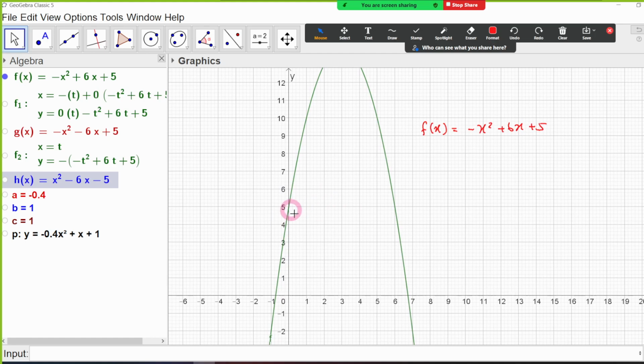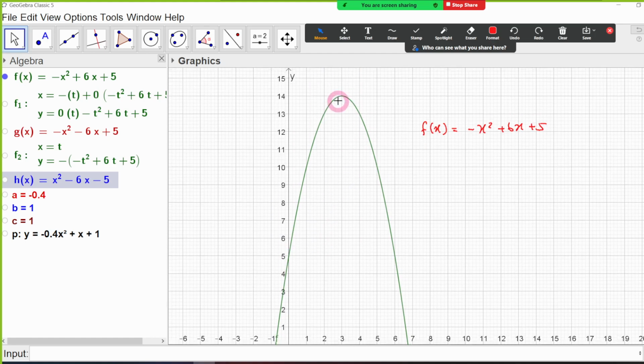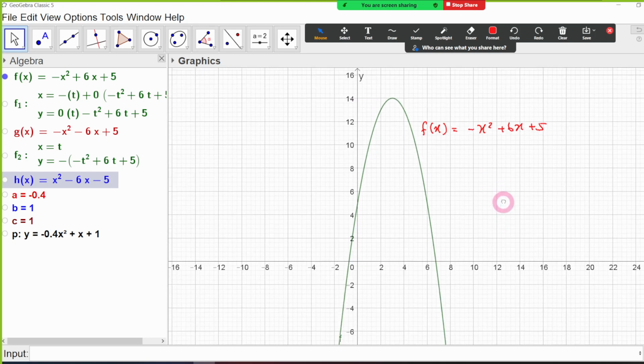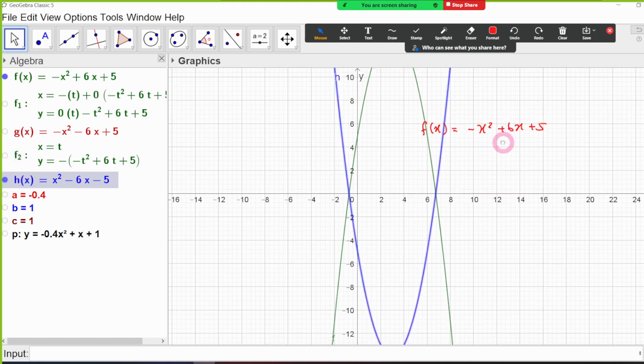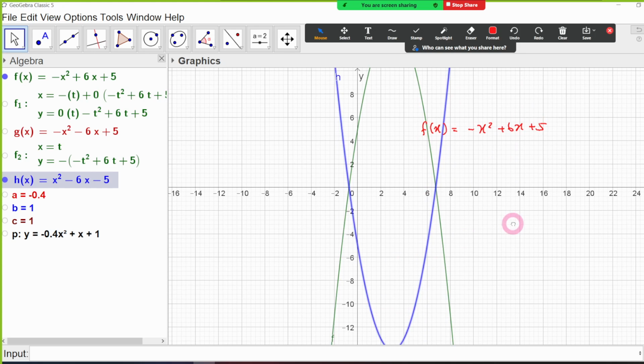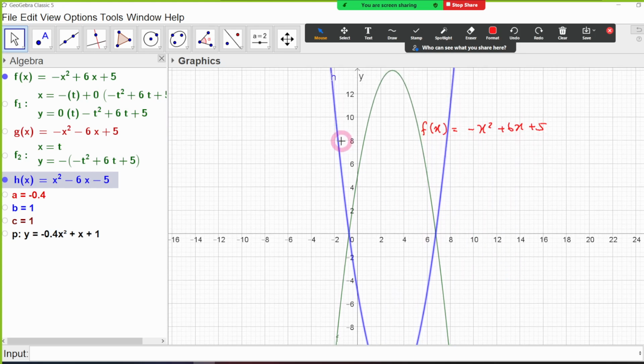So this is 5, y-intercept is 5, and the maximum point is (3, 14). So this curve is reflected in the x-axis. So x-axis over here, it means that the graph will actually go down like this. It will become this graph. So we want to find or determine the function of this blue color graph.